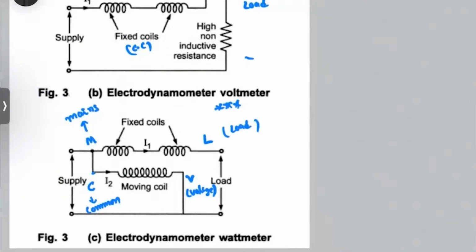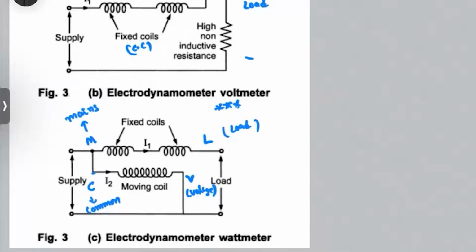Okay, sir. For this connection, terminals are important. In 1 or 2 exams, they gave this diagram and asked what is meant by M, what is meant by C, and what is meant by L. They asked about the terminals. You may get a theory question from this. Okay. So in a wattmeter connection, what is going to happen?